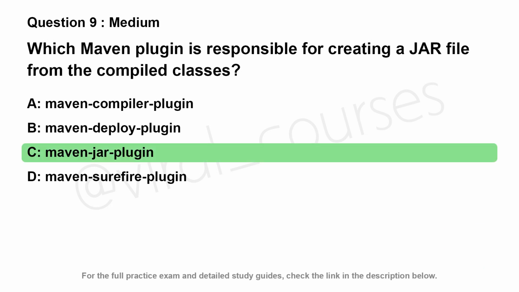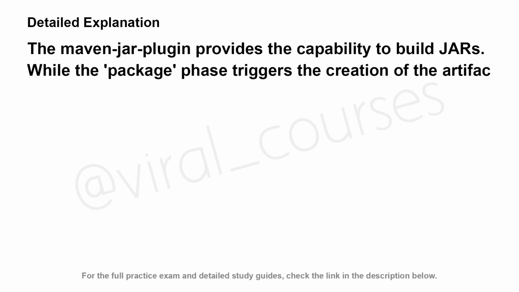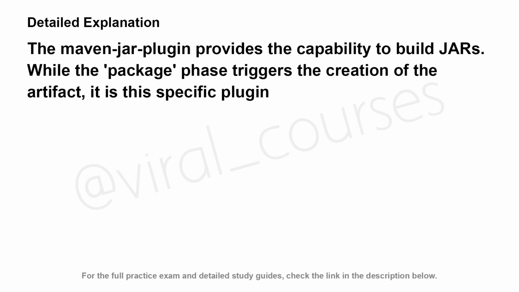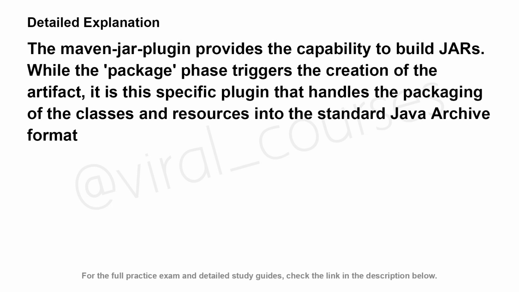The correct answer is C. The Maven Jar plugin provides the capability to build jars, while the package phase triggers the creation of the artifact. It is this specific plugin that handles the packaging of the classes and resources into the standard Java archive format.